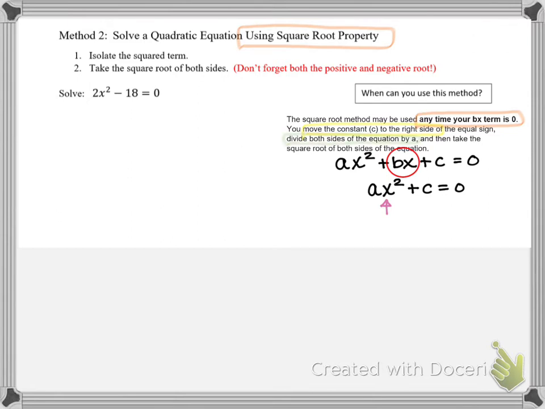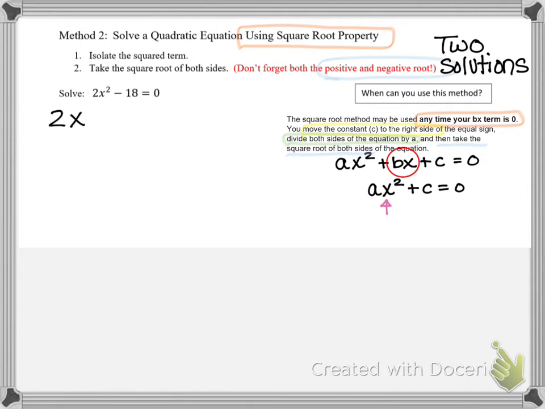Then you'll divide both sides by a, and then your last step is to take the square root of both sides of the equation, and that is where you have to make sure you remember about the positive and negative root. Because remember, you should still get two solutions because the degree of your equation is still 2. The x is being squared. When the x is a power of 2, that means you're going to get two solutions. That's where the positive and negative root come in.